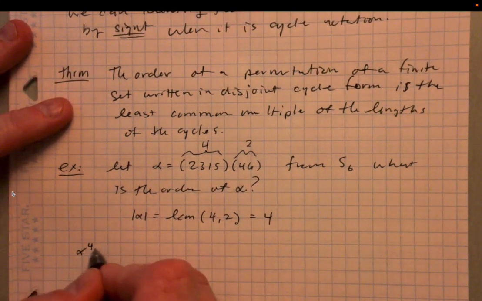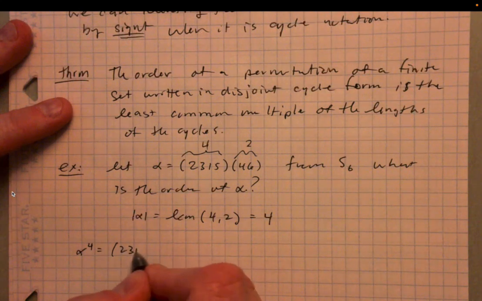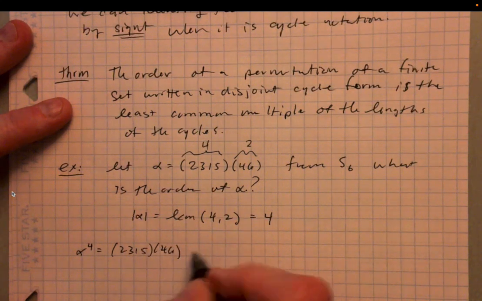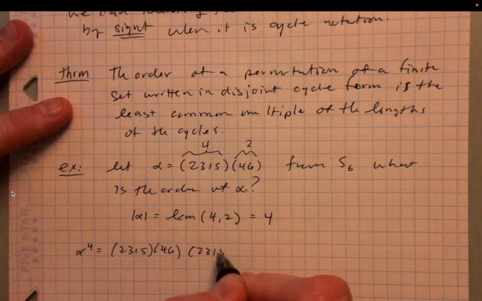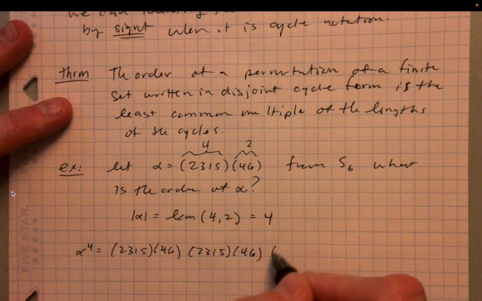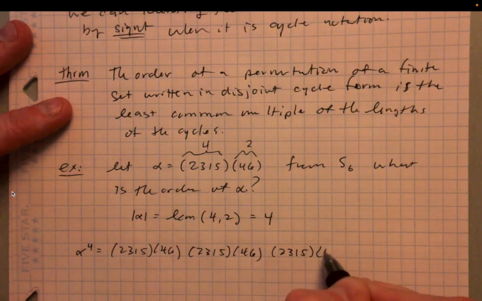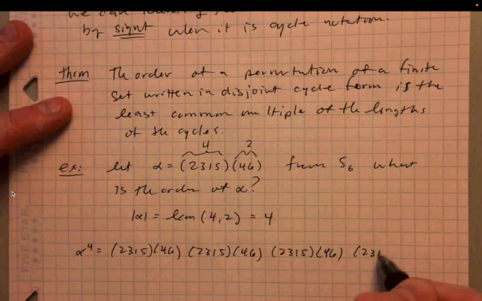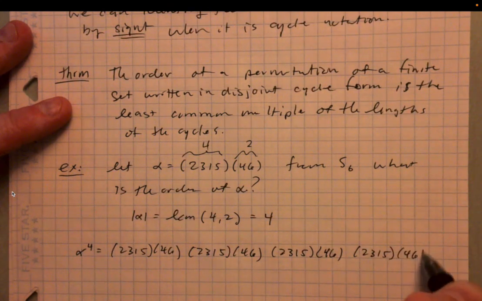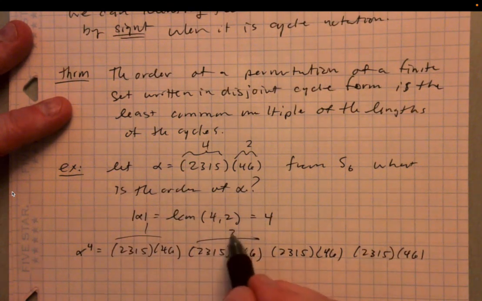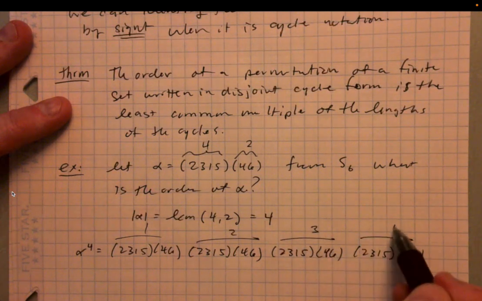So alpha to the 4th is 2, 3, 1, 5, 4, 6, repeated four times. So you've got the 1, 2, 3, 4.